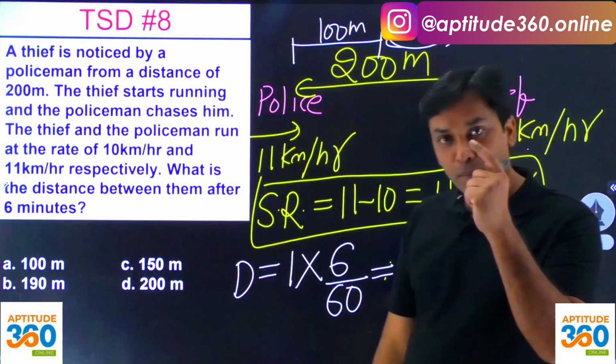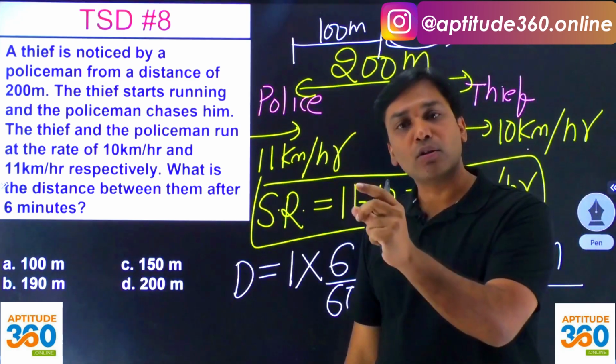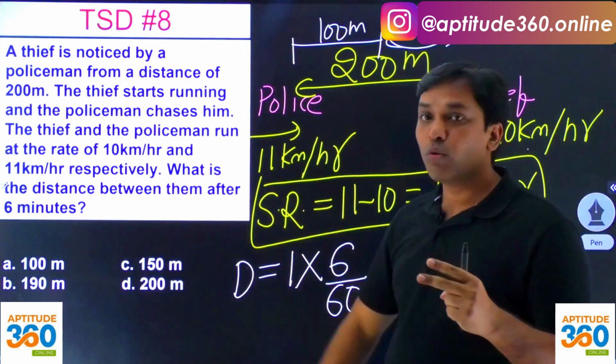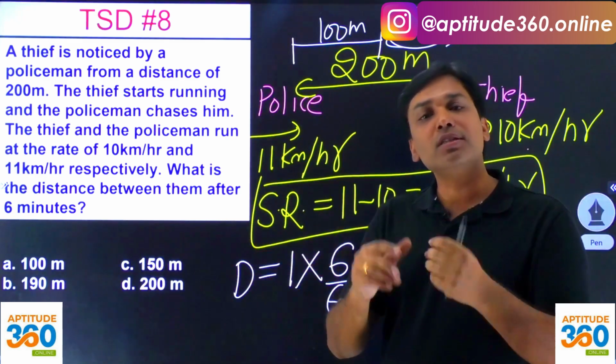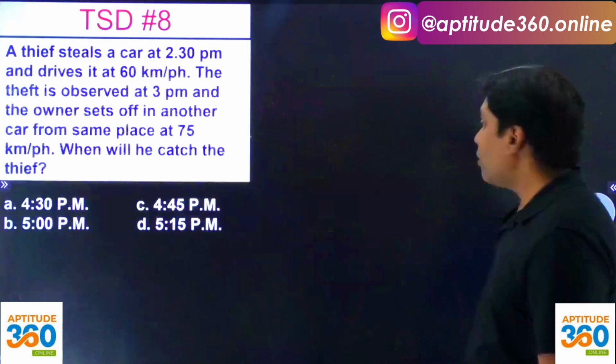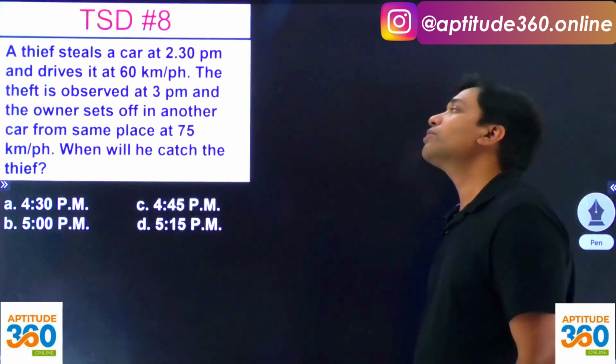आपको करना क्या है? Step number 1, relative speed निकालो. Step number 2, जो टाइम दिया हुआ है उसी को मल्टीप्लाई कर दो. You will find out the distance. As simple as that. Now, if you understand this one, let's try to solve this one.